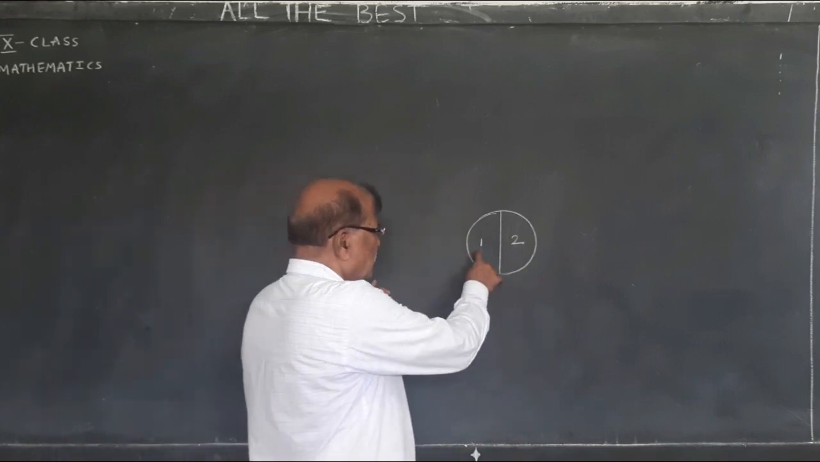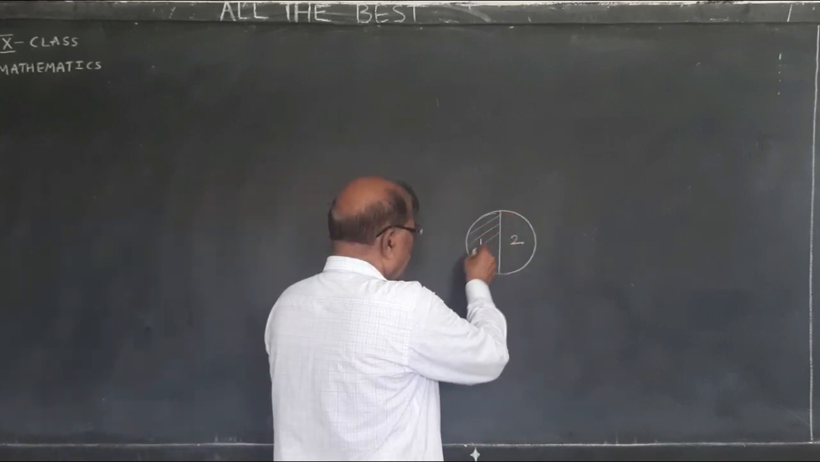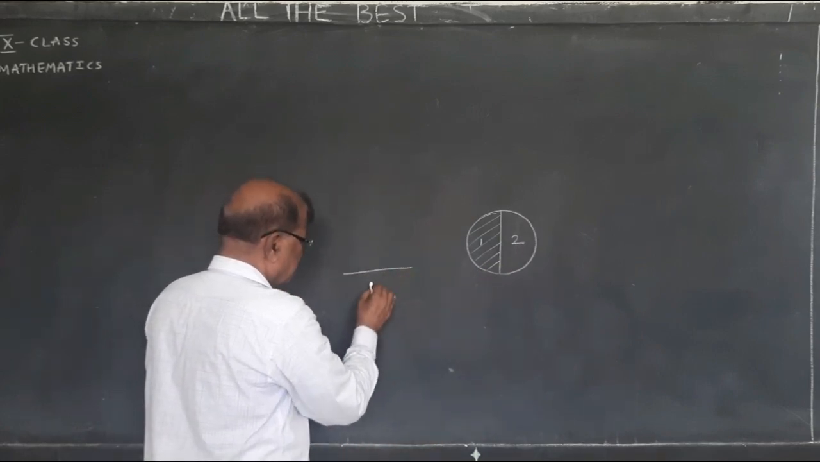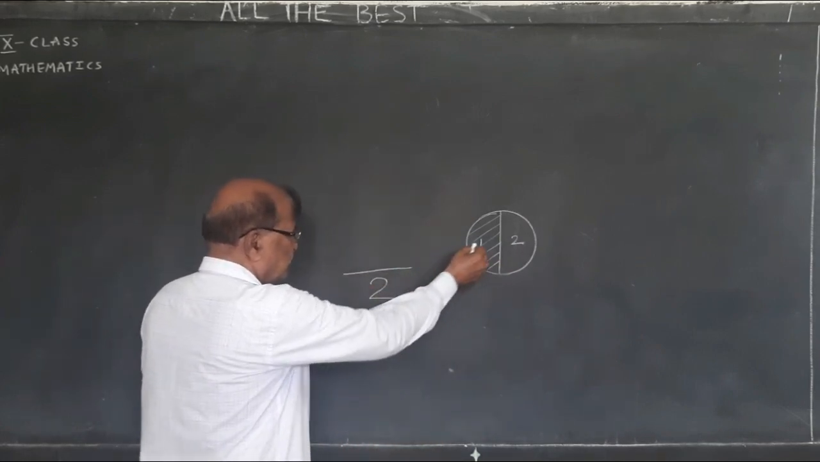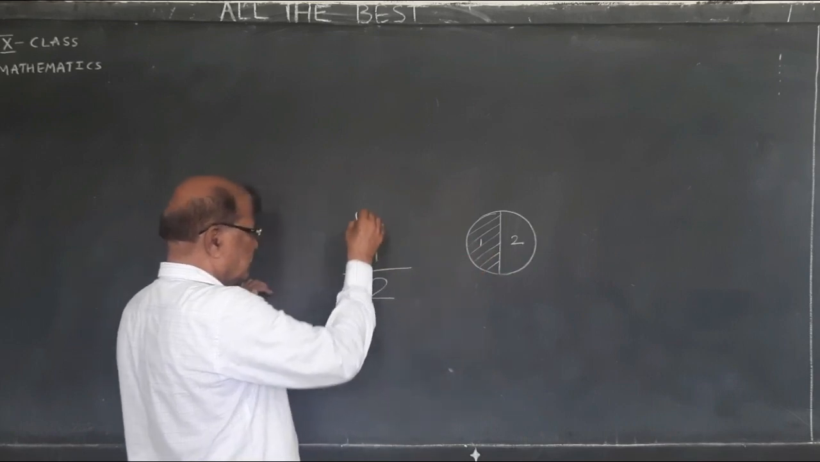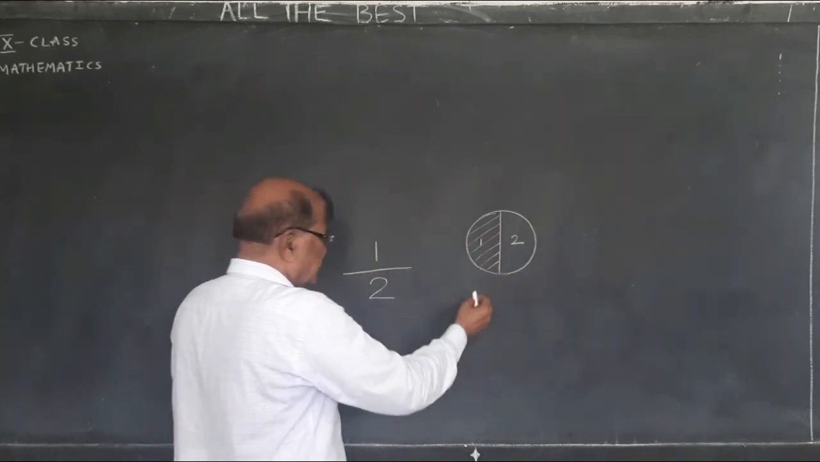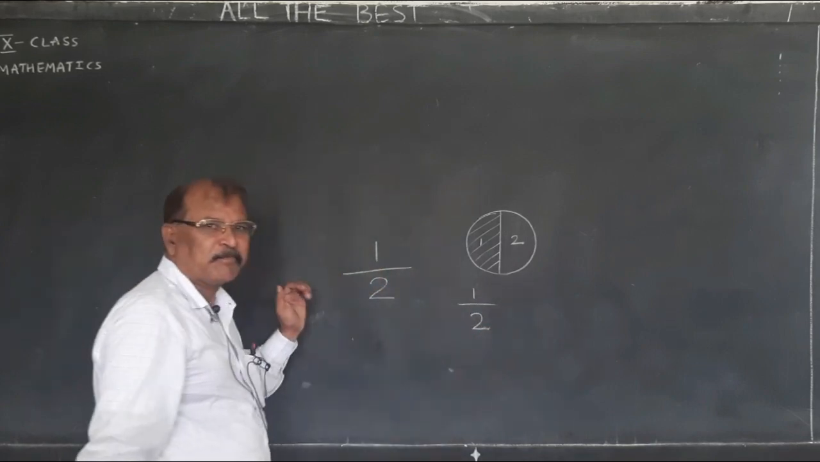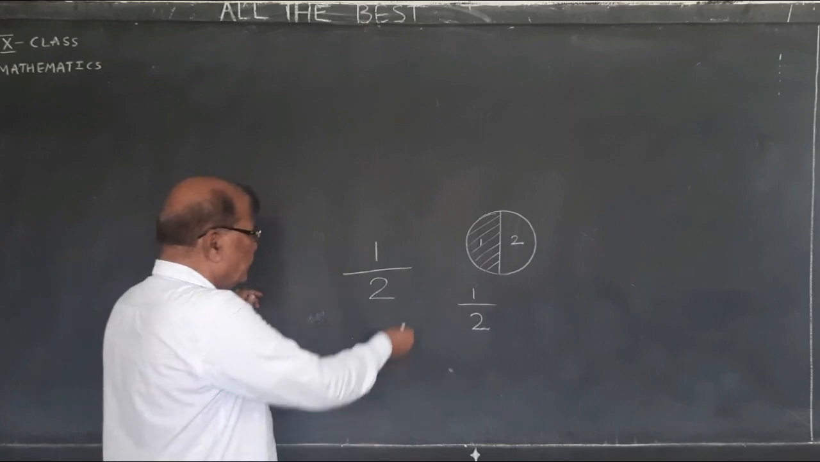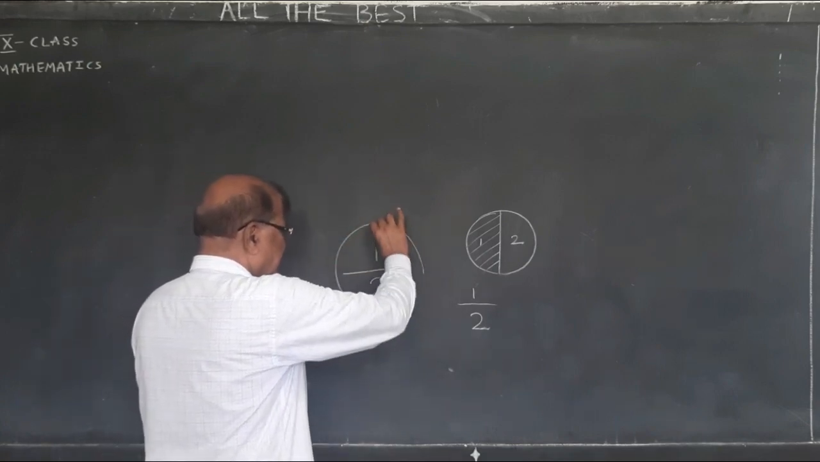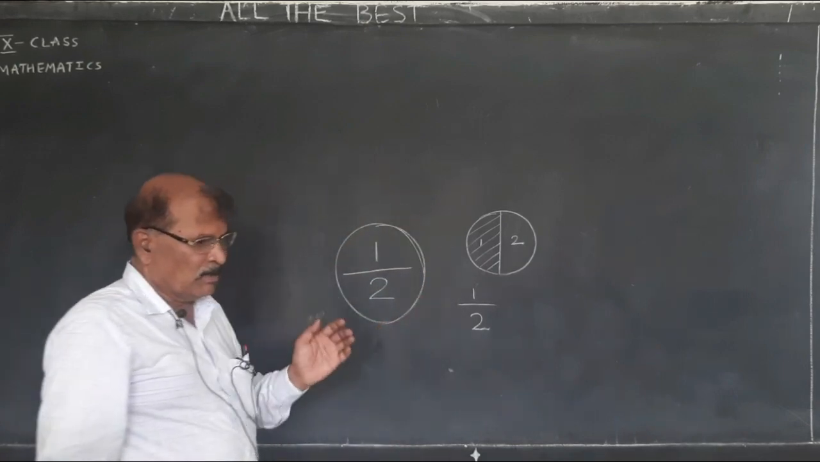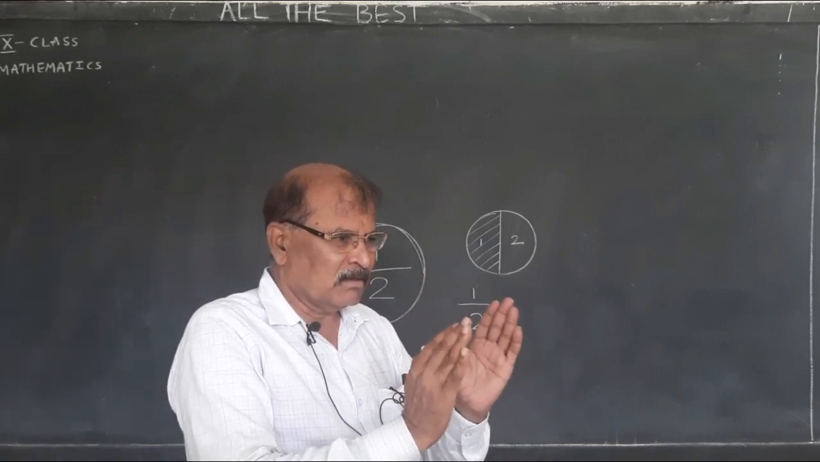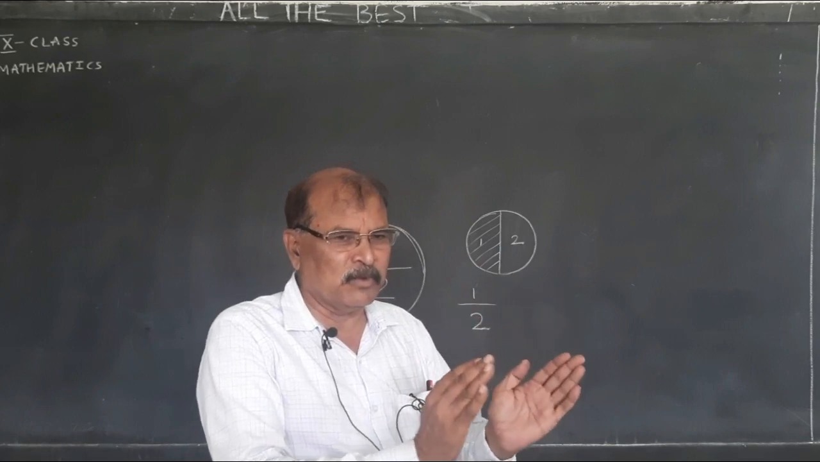So this part, how many parts have you made? You have made two parts, and this shaded part is given to one son and another open part is given to another son. So the need of rational numbers has come into existence by distributing or splitting a quantity or a whole number into pieces.